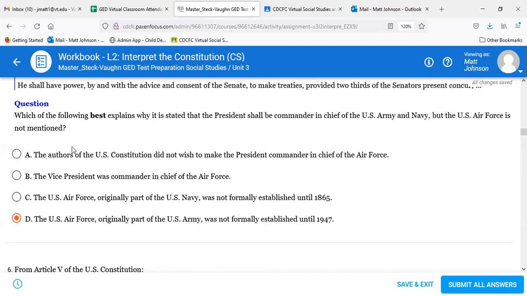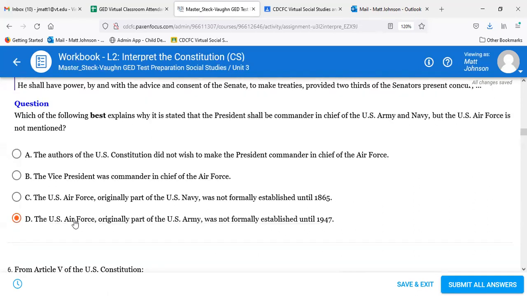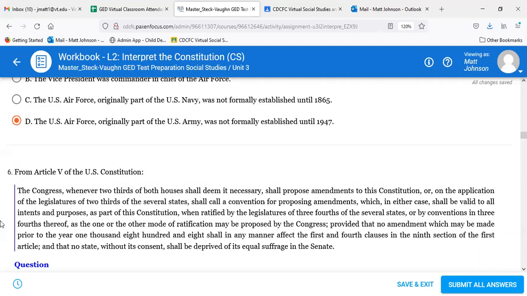So it's just one of those things that you have to kind of reason through and think about, okay, why would it only say the Army and the Navy? When was the Constitution written? And then try to eliminate some of those. So at that point, the best case is the U.S. Air Force, originally part of the U.S. Army, was not formally established until 1947. And on top of that, even as the Army Air Force, that only existed starting in the early 20th century. So D for number 5. D is in dog. Okay.